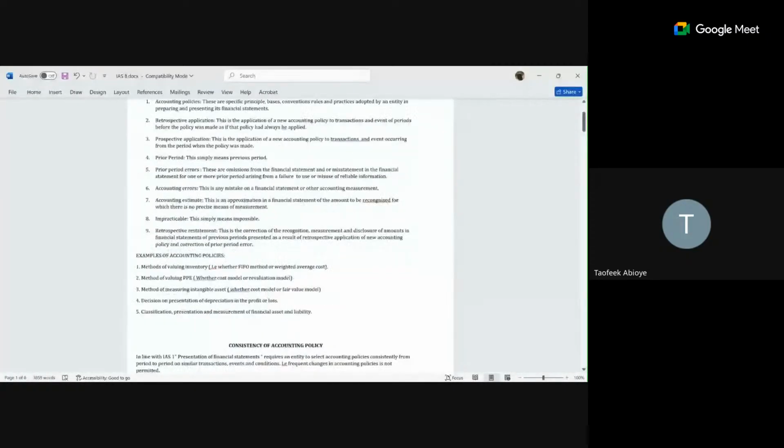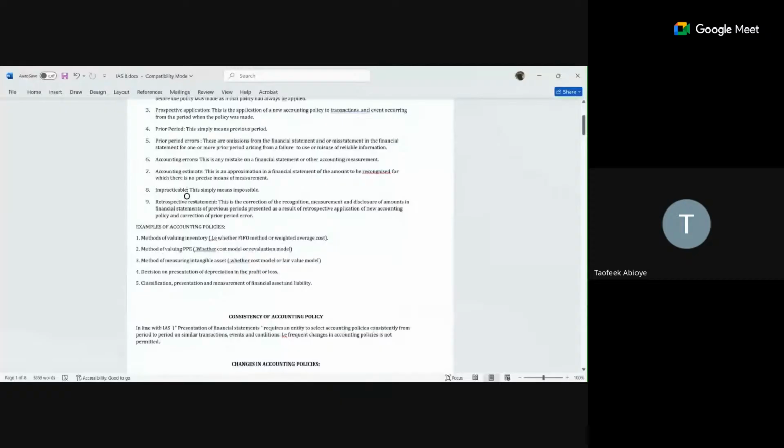Now, let's look at different examples of accounting policy. We have the method of valuing inventory. Method of valuing PPE: under IAS 16, you can either use the cost model or revaluation model. Whichever you adopt, you can pick it out of these two. The moment you decide to opt in for either of these two, that means you have an accounting policy you are using in your organization. You also have method of measuring intangible assets, whether cost model or fair value model. Intangible asset, that is IAS, is that 38 or 37?